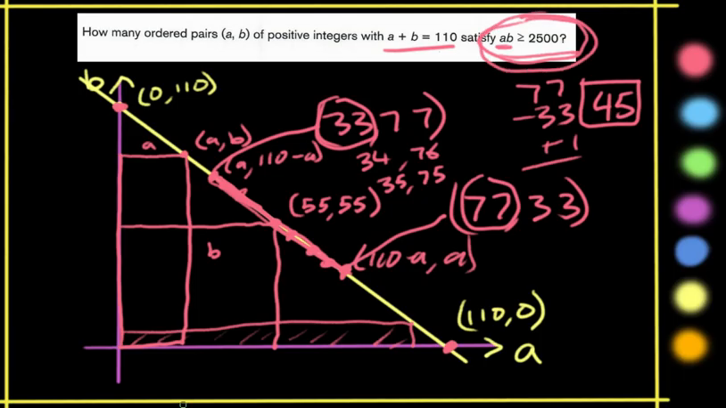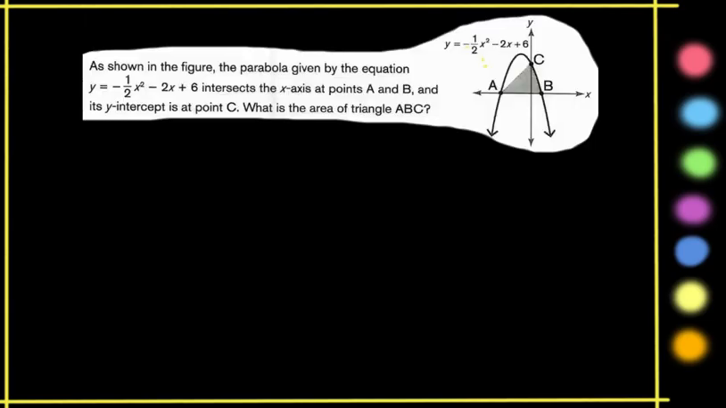All right, let's go ahead and move on to the next one. This one says, as shown in the figure, the parabola given by the equation, and then they give us an equation here, intersects the x-axis at points A and B, okay, A and B.